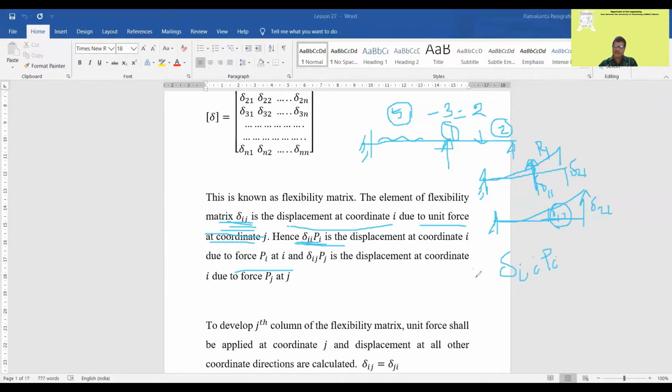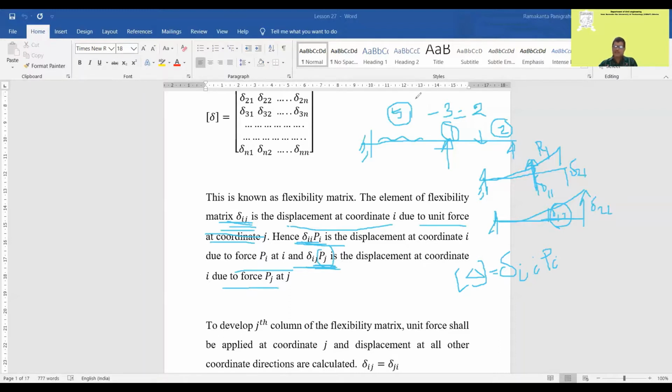You can take capital delta or the displacement at i due to the force applied at i. Well, delta ij P j means the displacement at coordinate i due to the force applied at j. The meaning of delta ij: you are applying the force at coordinate j, and this multiplication will give you the displacement at i.